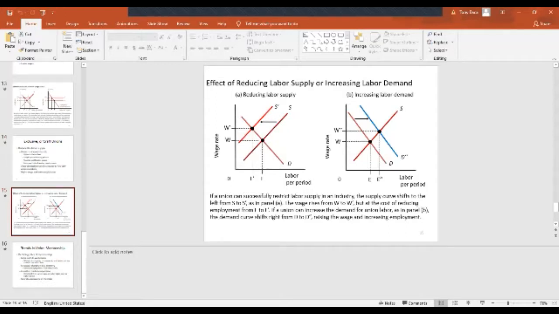The other way that craft unions can get a higher wage, which is much more difficult, is to increase the demand for their labor. You increase demand for union labor because resource demand is derived. You would increase demand for union labor by increasing the demand for the goods that union labor produces. Those are American-made goods.